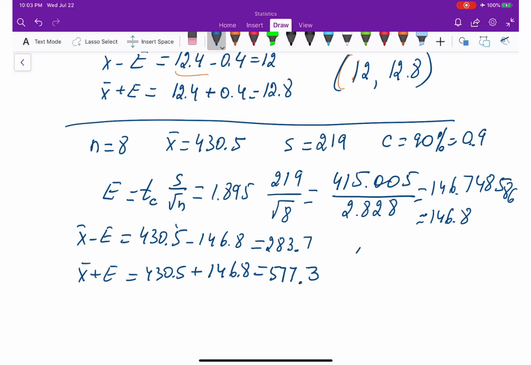So here we go. The average of the population is within the interval 283.7 and 577.3.